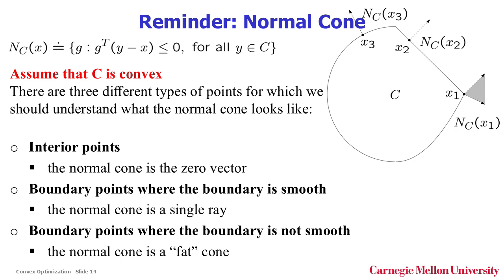We already discussed that the normal cone in any interior point is the 0 vector. If x is a point on the boundary, where the boundary is smooth, then the normal cone in that point is a single ray shooting out from the set. However, if x is a point on the boundary where the boundary is not smooth, then the normal cone is a regular fat cone.